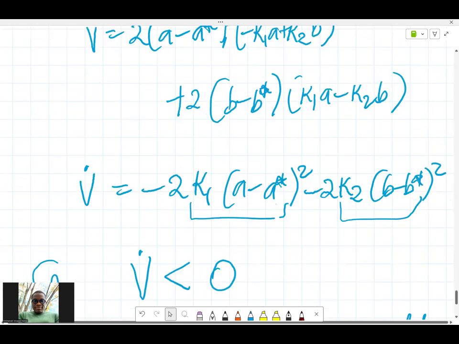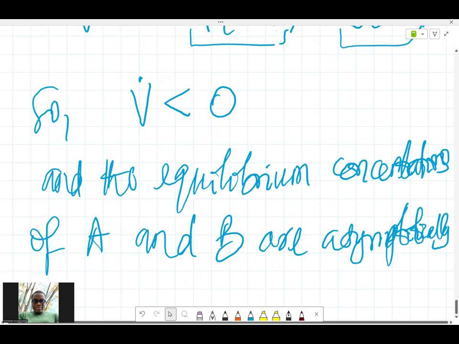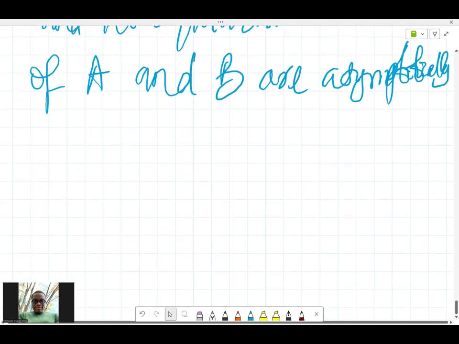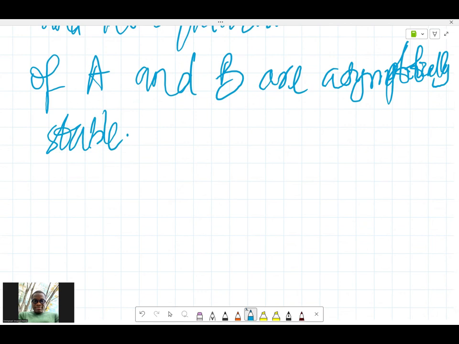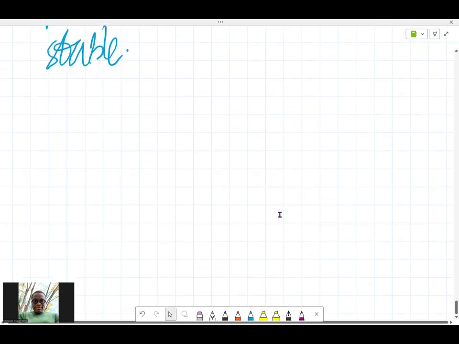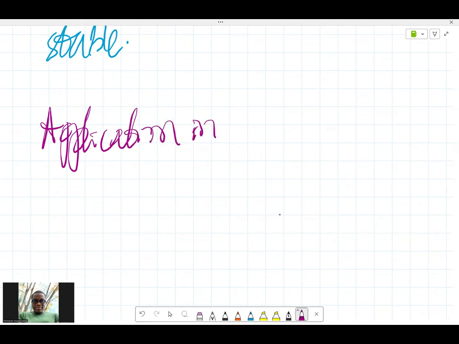Don't forget, I've jumped several steps from here to here. So you have to put back the values of A, A star and B, B star, and then simplify. So A and B are asymptotically stable because it's strictly less than zero. Okay. Let's do an application in population dynamics.